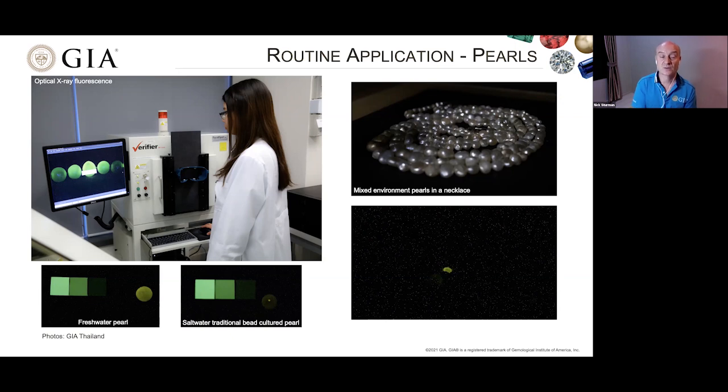We have an X-ray unit which just checks to see whether the pearls react to the fluorescence of the unit or not. And we can see, for example, two pearls down here. This is a freshwater one, completely freshwater, so like a Chinese pearl, non-bead cultured. And when we expose it to the X-rays, we can see that it fluoresces and gives off a pretty strong fluorescence all over the surface.